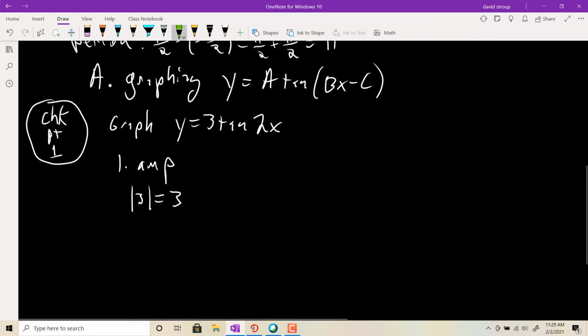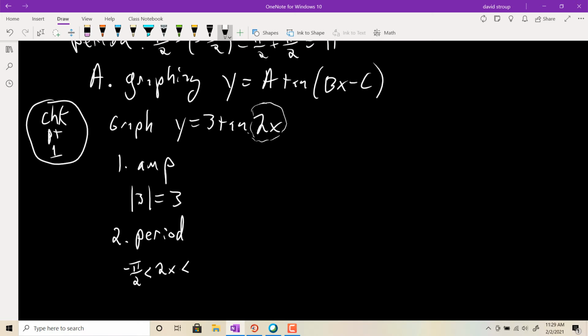Okay, so that's what will change there. Then secondly, dealing with the period and the phase shift type ideas. What you're going to do now, instead of going from 0 to 2 pi, is take this thing and wedge it in between -pi/2 and pi over 2.